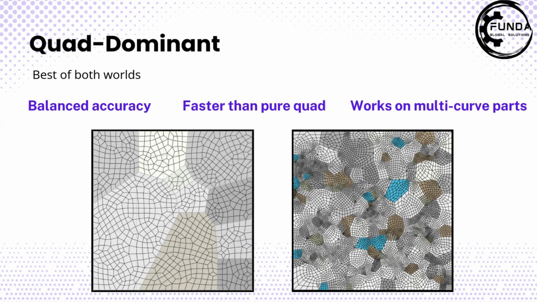Now let's talk about quad-dominant mesh, the perfect balance between flexibility and accuracy. ANSYS generates mostly quads, but fills small leftover regions with triangles. This gives you the benefit of quad accuracy without the headache of forcing a pure quad mesh in tricky areas. Think of quad-dominant mesh as 90% quad performance, 10% tri-flexibility. This is one of the most practical options for real engineering geometries. And don't worry, we will discuss quad-dominant mesh in much more detail later in the series.